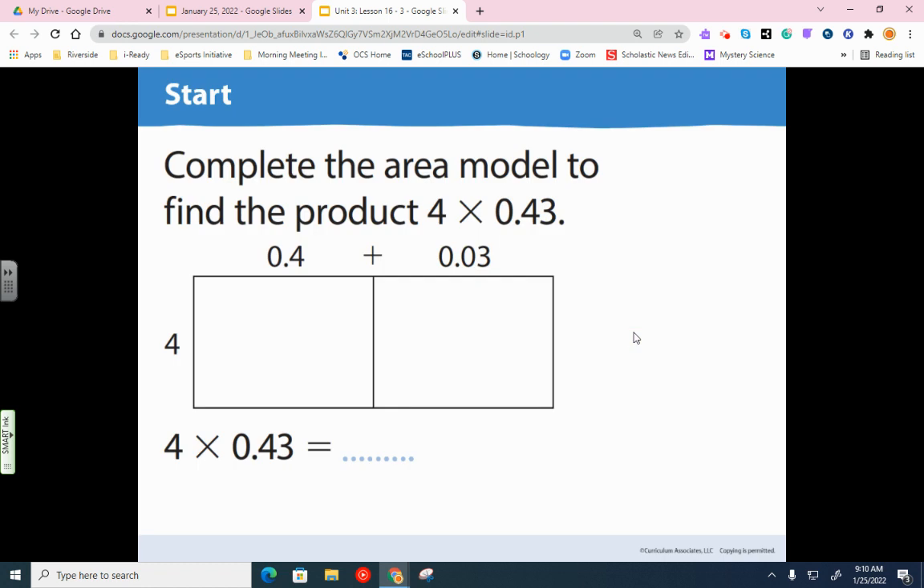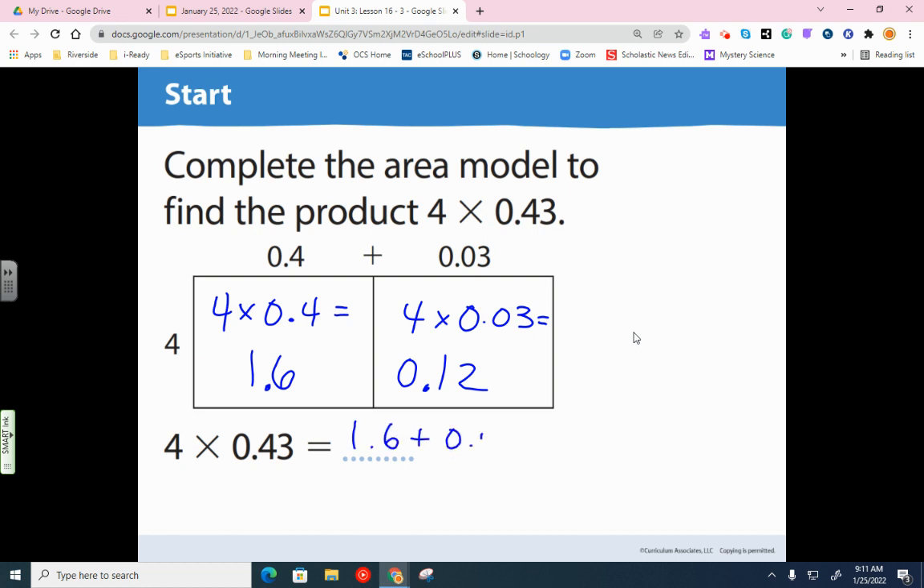For this first box here, we have 4 times 4/10, and that's going to give me 16, but this is one place value, so it gives me 1.6. Now we have 4 times 3/100, and this is going to give me 12. That's actually going to give me 12/100. And if we have 1 6/10 plus 12/100, that's going to give us 1 72/100. So again, the warm-up is intended just to kind of show us and remind us how to do that.